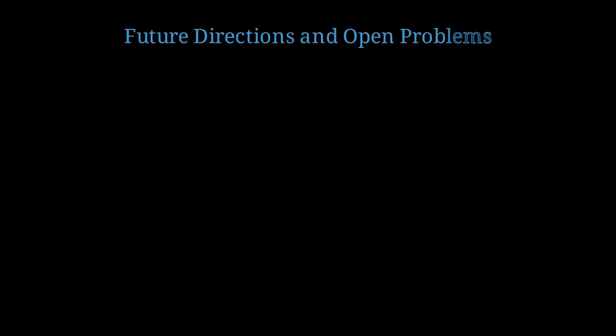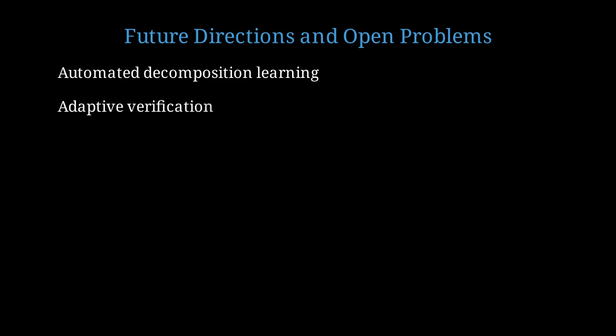Let me discuss future research directions. This field is rapidly evolving. First direction: can we learn optimal decomposition strategies automatically? Instead of human-designed decomposition, train models to discover effective decomposition patterns from data. Second direction: adaptive verification. Allocate more verification resources to subtasks that are historically error-prone. Learn which verification checks are most effective.